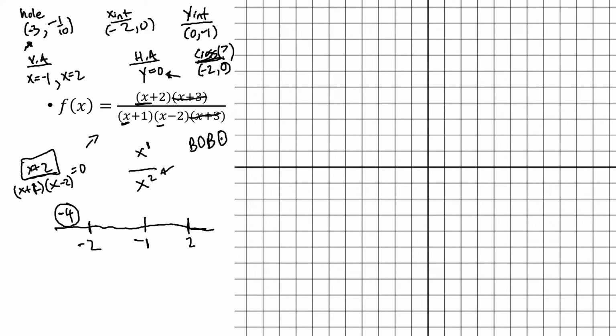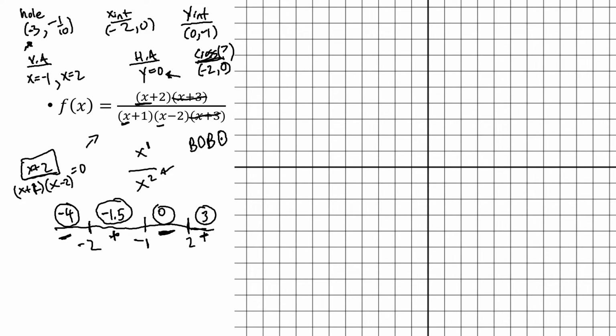So we chose negative 4. Let's say that between negative 2 and negative 1, we choose negative 1.5. And let's say we chose 0 for the numbers between negative 1 and 2 to test those out. And we chose 3 to test out the numbers to the right of 2. It turns out if you input negative 4 in for all the x values, you end up with a negative number. If you input negative 1.5, you end up with a positive number. If you input 0, you end up with a negative number. And if you input 3, you end up with a positive number.